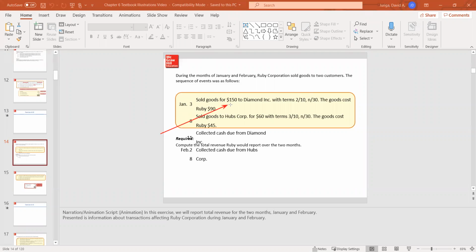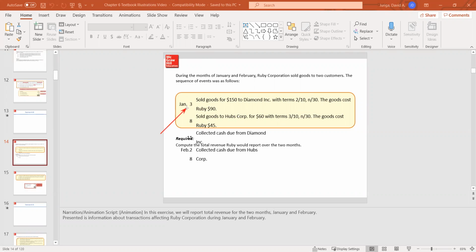But it looks like they give us, on January 3rd, they sold goods to Diamond. Notice there's a discount situation. The goods cost Ruby 90. We sold goods on the 8th to Hubs. Again, terms 3/10, n/30. The goods cost Ruby 45. And then, it's kind of hard to see this one, but it says on the 11th, they collected the cash that was due from Diamond.